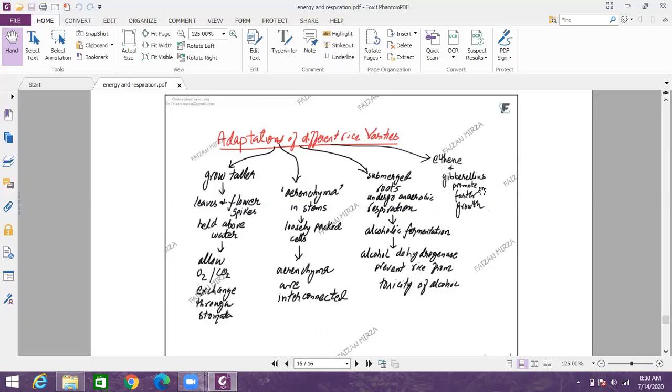Now, beyond the course, just discussing this for your interest, ethene is a gaseous hormone. You don't need to learn what I'm telling from now onwards. Ethene is a gaseous hormone.